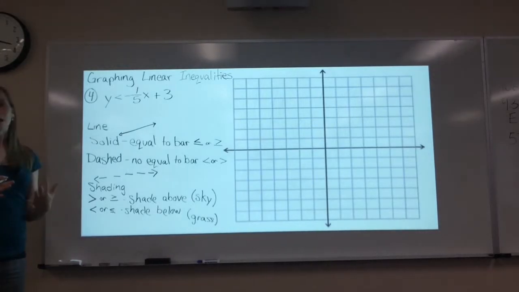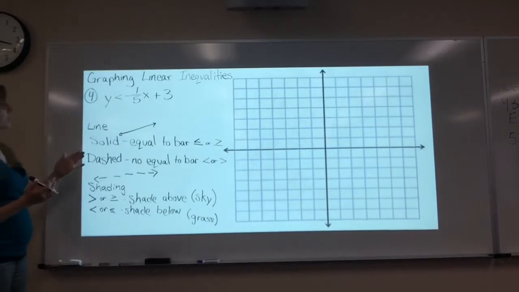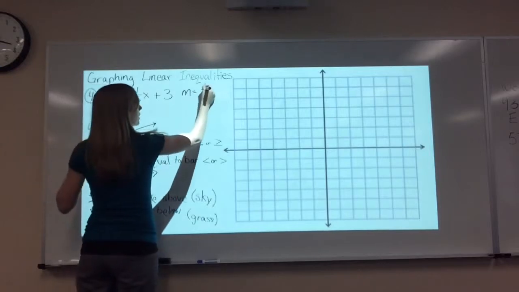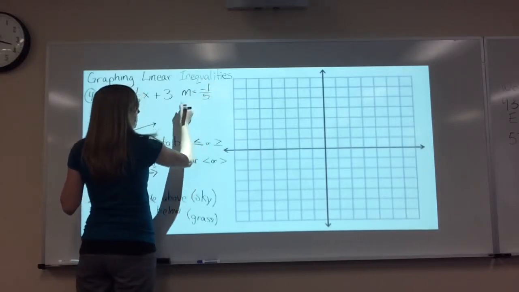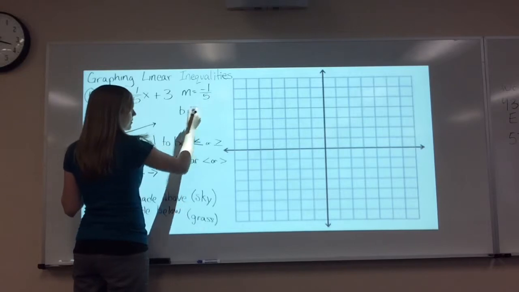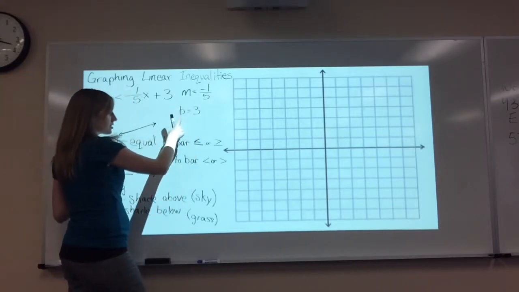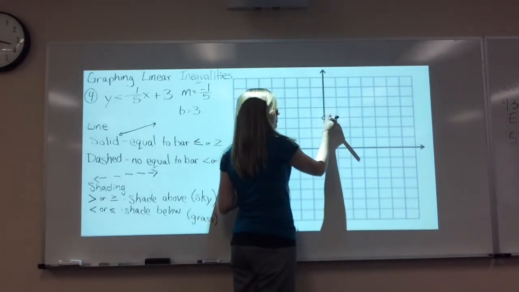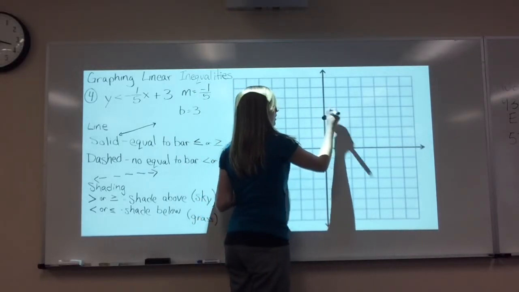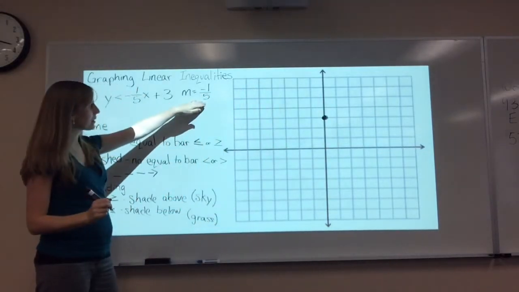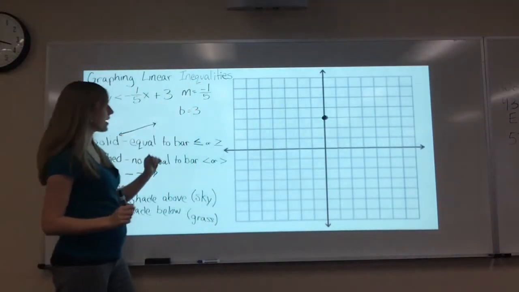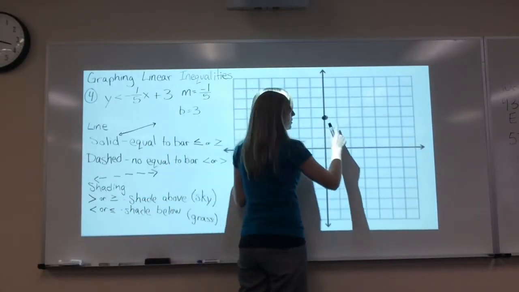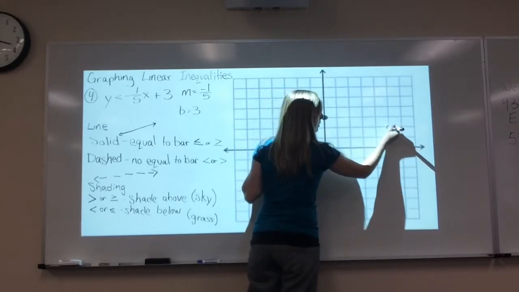So our first step is to plot our points just like when they were equations. So my slope is negative 1 over positive 5. My y-intercept is positive 3. Graph the y-intercept first. So to graph that, I start at the origin, I count up 3, and I put my point. After that, I graph my slope, negative 1 over positive 5. So negative 1 means I go down 1. Positive 5 means to the right 5, and put a point.